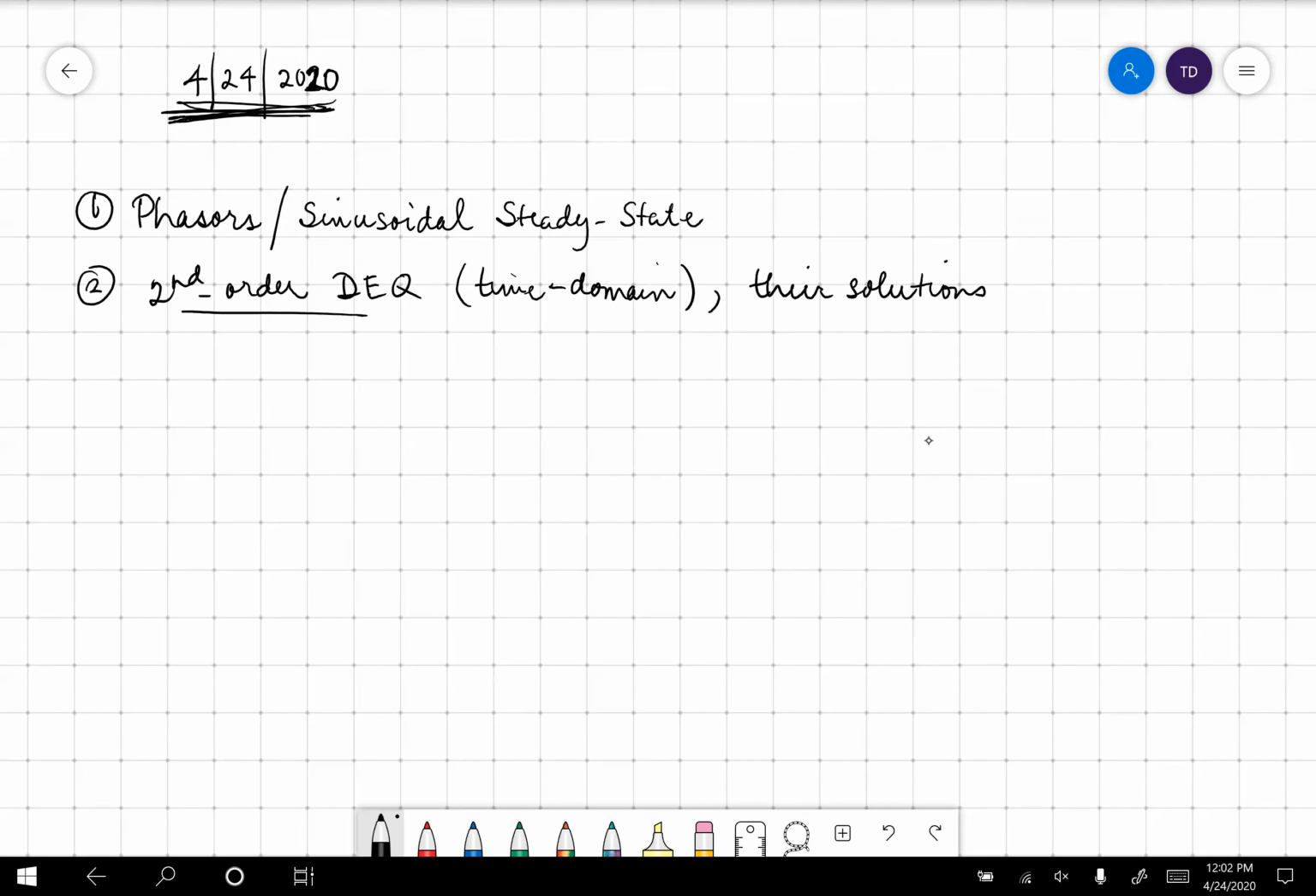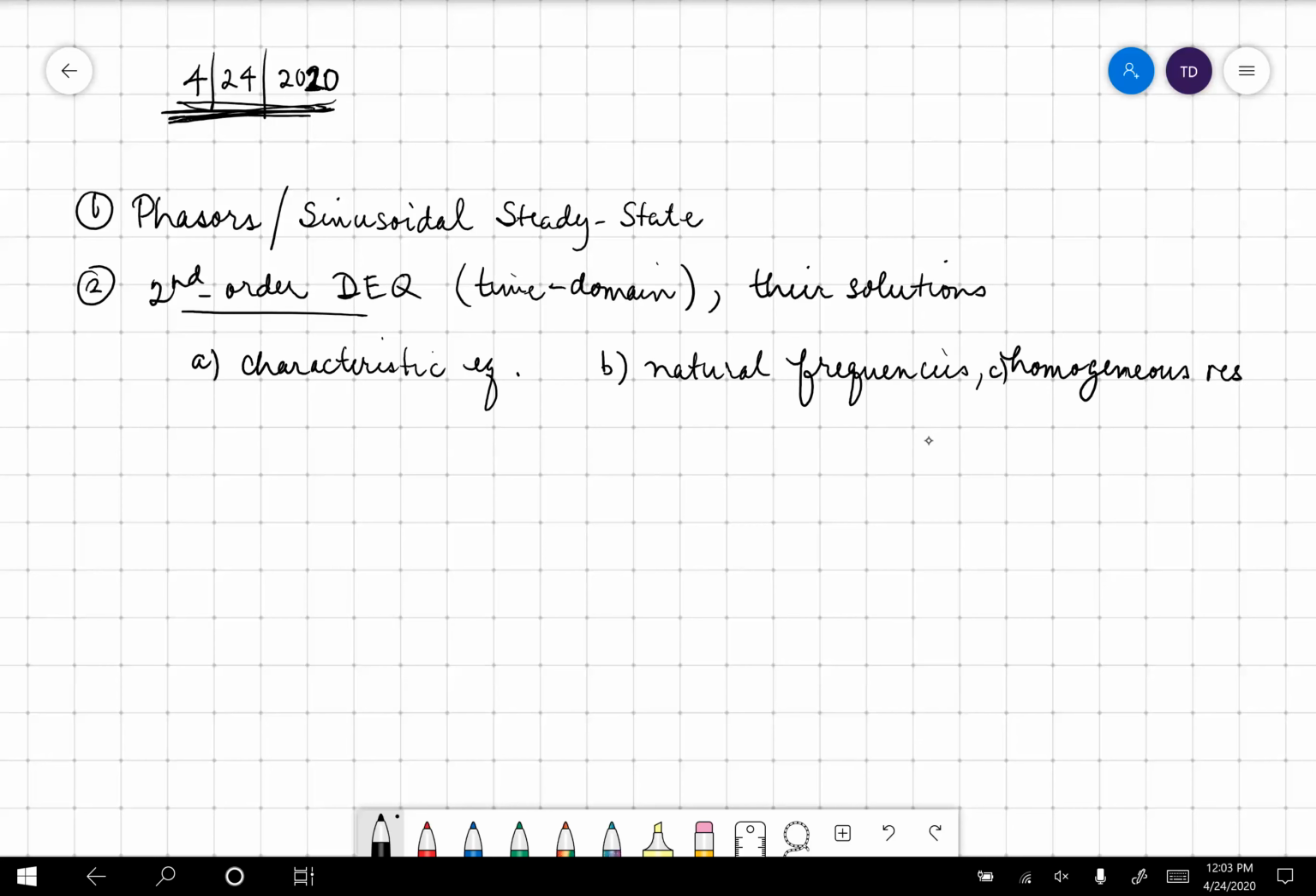And the solutions boiled down to: find the characteristic equation, find the natural frequencies, find the homogeneous response, find the forced response, then find the complete response, and part of that was using initial conditions as well.